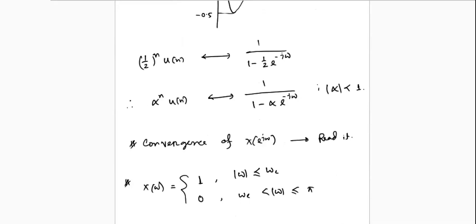So we have done up to this. We have already proven that for half to the power n un, if we do the Fourier transform, then we get 1 over 1 minus half e to the power minus j omega, and we have plotted both the magnitude and the phase response. In general, we can put it like alpha to the power n, where alpha is less than 1, and we can write the equation like this, where alpha can be any value less than 1.